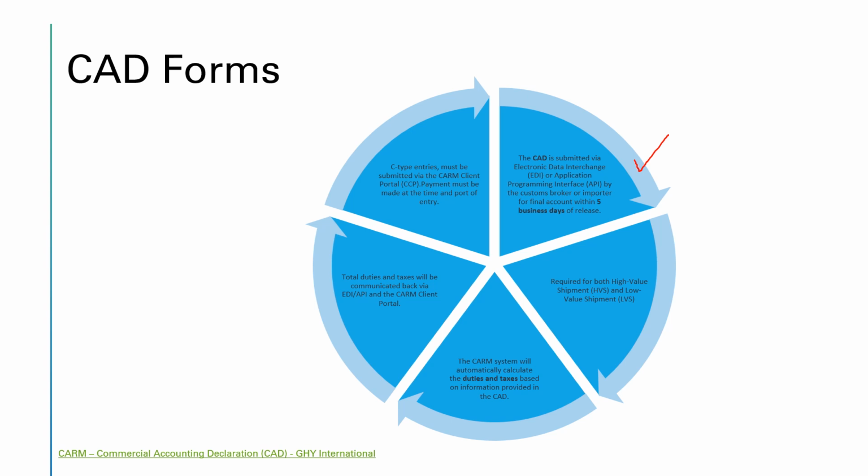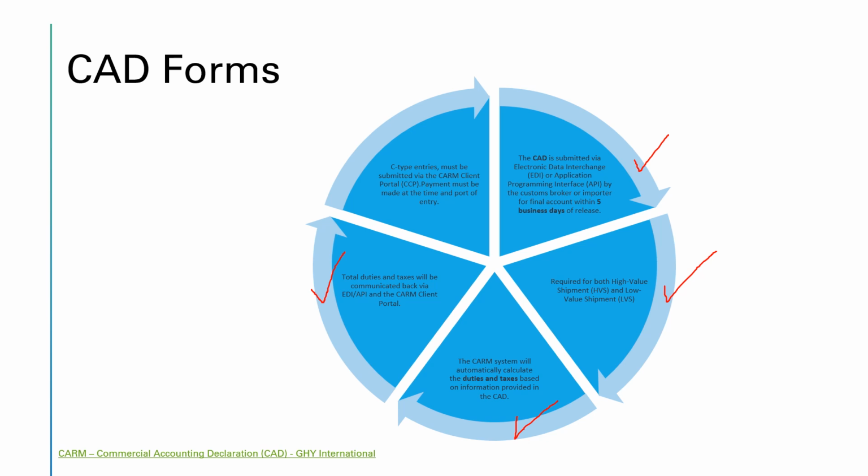So basically, if you don't want to use the service of a customs broker, you don't have to. This CAD form is required for both high value and low value shipments. The CARM system will calculate automatically the duties and taxes based on the information provided in the CAD. The total duties and taxes will be communicated back via EDI API. We're going to see how this process works.